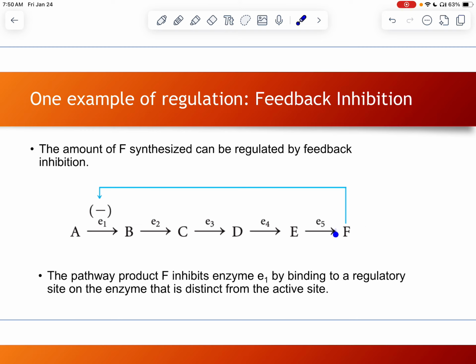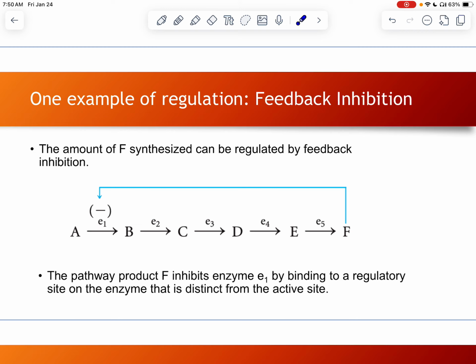If we are building this up, we must not need as much of this as we're making. So why do we want to waste our body's energy and everything making more of it? And so by having excess come back, bind to this enzyme, and slow this enzyme down, we can slow this whole process. So this is just one example, this feedback inhibition, of how allosteric enzymes might be controlled by something other than just the concentration of the substrate.